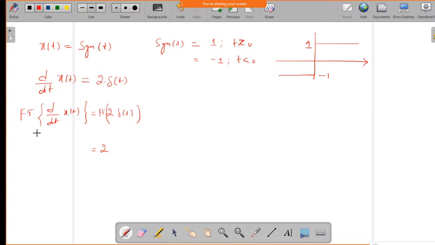Okay, so now we know the property. d by dt of x of t, if you take the Fourier transform, you will get j omega into X of j omega. So if you take this for d by dt of x of t, now we can find out X of j omega. So this will give 2 by j omega. So this is the Fourier transform of the signum function.